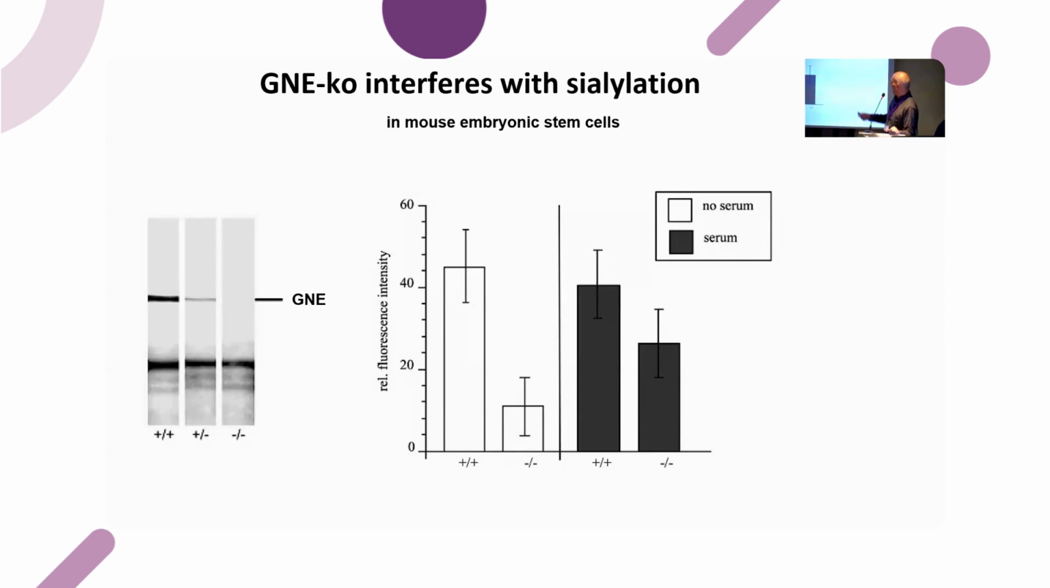And you see on the right side the relative quantification of sialic acid of these cells in the presence and absence of serum. Serum contains a lot of glycoprotein and also sialic acid, of course. And you see the difference that the wild type cells have a lot of sialic acid and the knockout cells not. And that there is a difference between culturing in sialic acid rich medium and nearly no sialic acid medium.